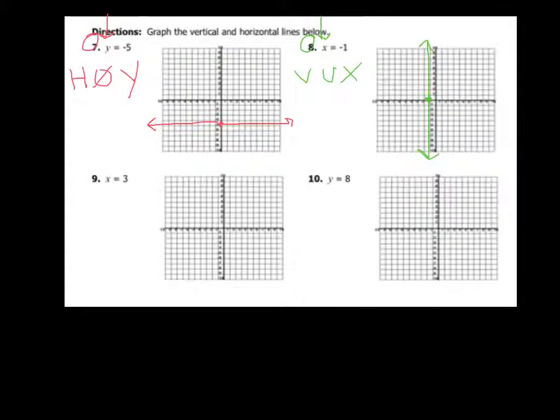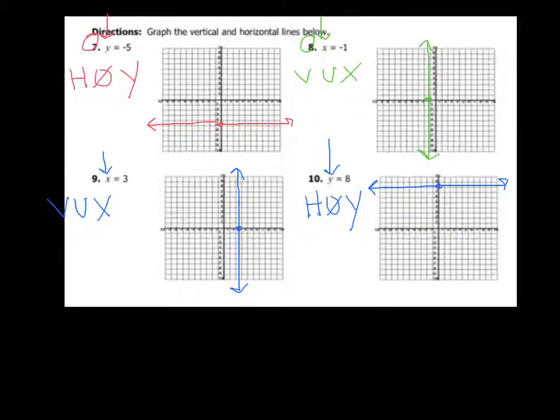Okay, go ahead and pause and do number 9 and 10. Then you can check your work with mine. If you look at number 9, you should notice that it was x equals 3, so I know this was VUX. Vertical lines have undefined slope. They are x equals. So I plotted my x equals 3, and I drew a vertical line through it.